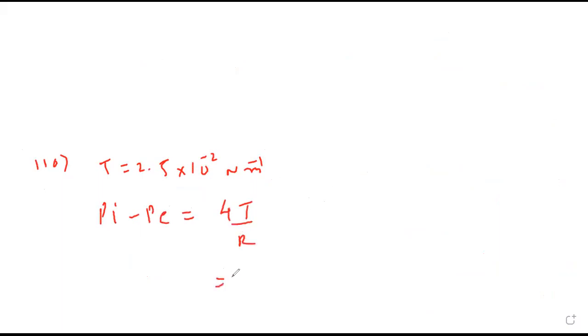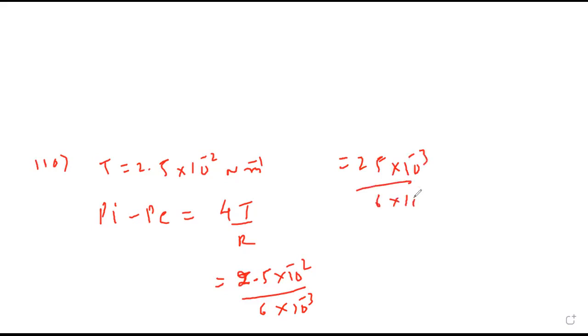110. The surface tension of a soap bubble at a temperature of 20 degrees is 2.5 into 10 raised to minus 2 Newton per meter. Find the excess pressure inside the bubble of soap solution. The excess pressure inside the bubble is 4T by R, which will be equal to 2.5 into 10 raised to minus 2, and the radius is given as 6 millimeter, 6 into 10 raised to minus 3. So 25 into 10 raised to minus 3 over 6 into 10 raised to minus 3.